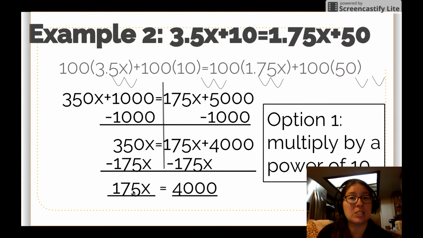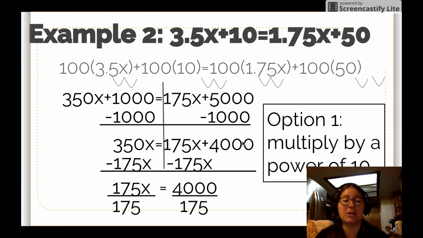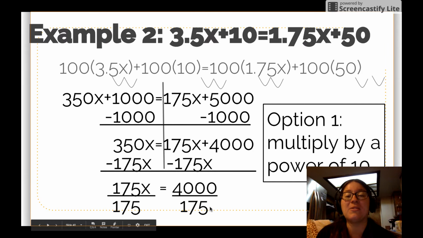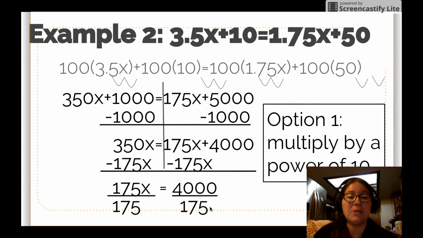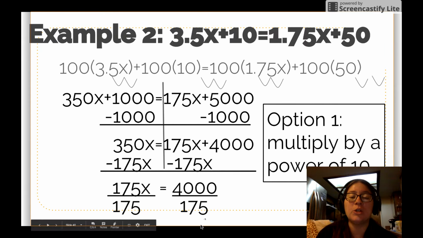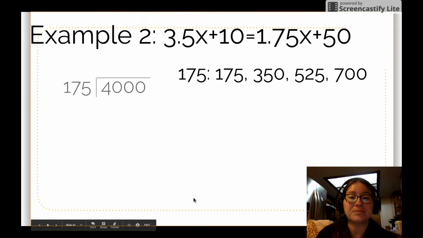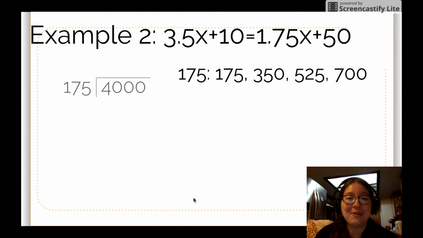Now I'm at the stage, it's a one-step equation. My operation is multiplication. The inverse of multiplication is division. Divide by 175. Now on the next screen, I did a lot of complicated work. Well, it's not that complicated. I just showed you every single step to divide 4,000 by 175, but I'm going to let you know for your homework, when you get to this final division step, you're welcome to use a calculator. If you don't have a calculator, never fear, you can still figure it out.